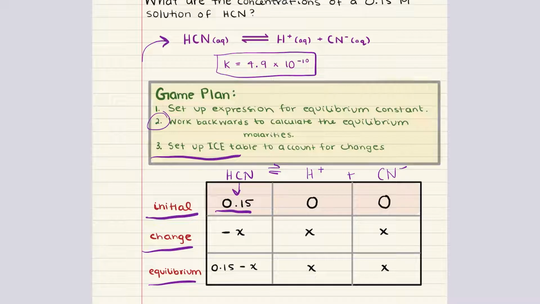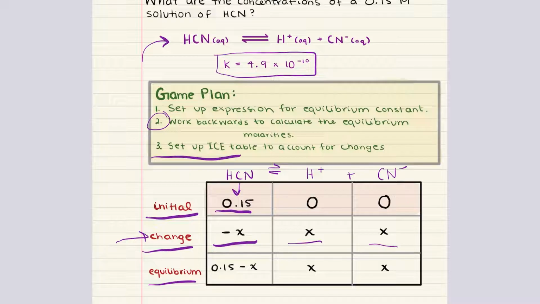The next category is the change category. We can represent the change in concentration with the variable X. So here we're consuming the reactant, hydrogen cyanide, to form product, hydrogen and cyanide ions, until we reach equilibrium. So if we're consuming hydrogen cyanide, we're gonna set that as minus X because we're consuming the reactant. And then we're gonna set the products as plus X since we are forming them in this reaction.